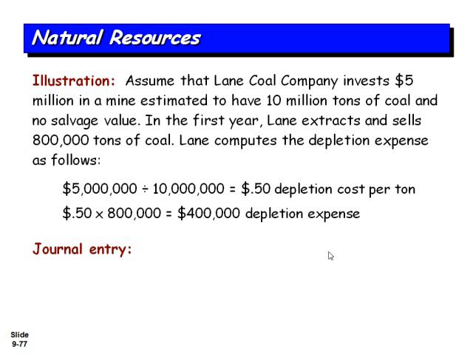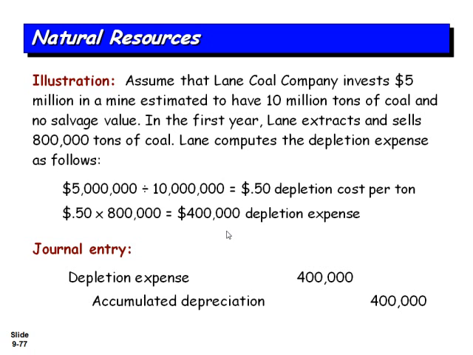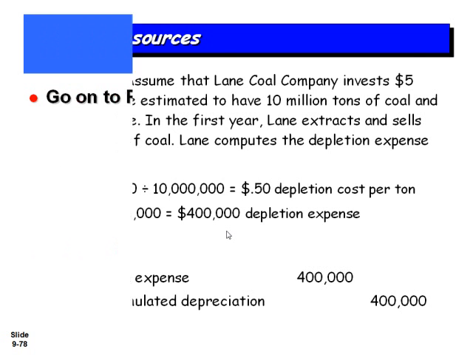All right, so real quick example. Assume that Lane Coal Company invests $5 million in a mine, estimated to have 10 million tons of coal and no salvage. In the first year, Lane extracts 800,000 tons. Lane computes the depletion expense as follows. Original cost divided by the capacity is 50 cents per ton. We mined 800,000 tons. So therefore, we have a depletion expense of $400,000. Debit depletion expense and credit accumulated depreciation, or accumulated depletion.